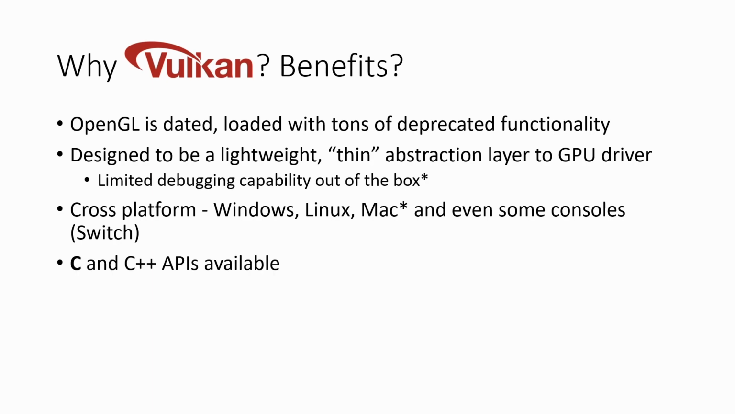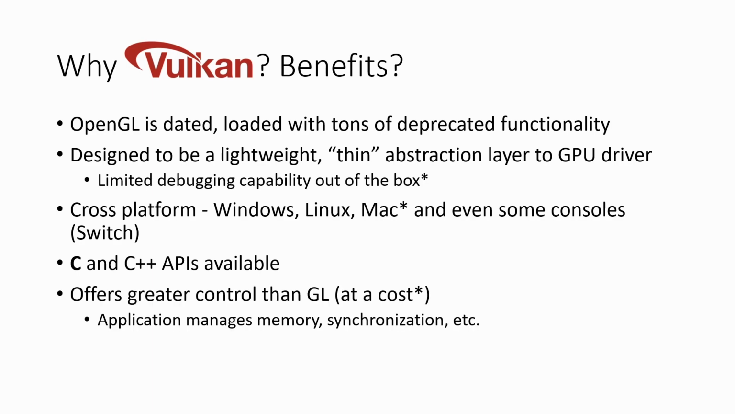Vulkan also has both a C and a C++ API available right out of the box. There are bindings for other languages, but provided with it, C and C++ bindings are available. We are going to be using the C binding. That's why I have that bolded right there. But if you're following along in C++, you could use that as well. Although, even in my C++ projects, I tend to use the C API anyway.